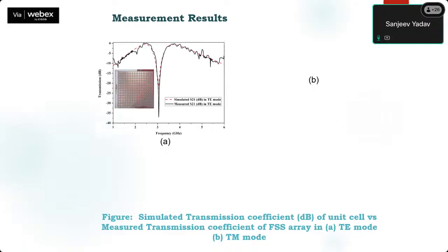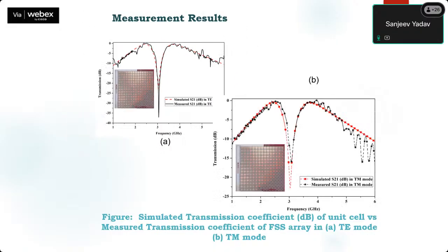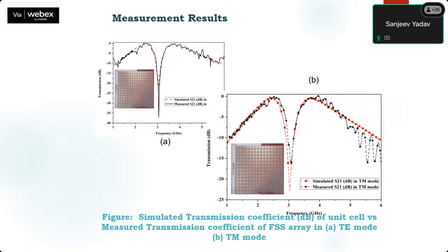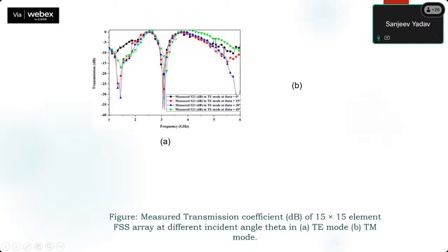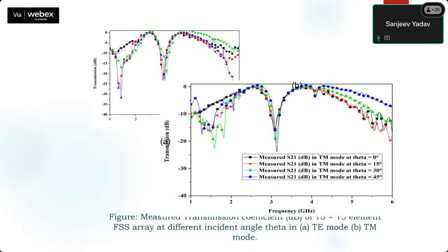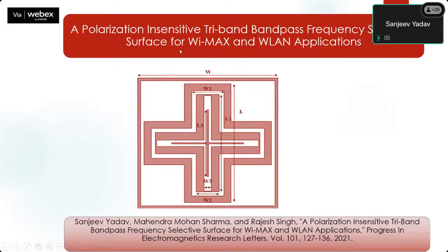Here the measurement results are shown, simulated and measured, they are compared, and they are in good agreement. Here you can see in the figure, for the TM mode a little bit of variation is there. And for theta, the incident angle variation is also shown here, but at our frequencies we are not getting any variations. These are our two transmitted frequencies, we are not getting any variations there, and these are for the TM mode and those were for the TE mode.